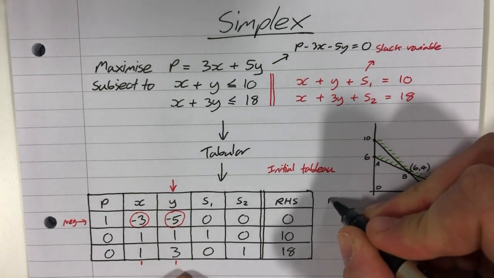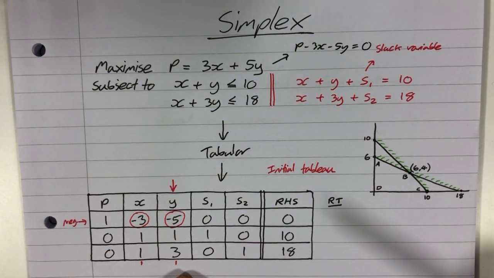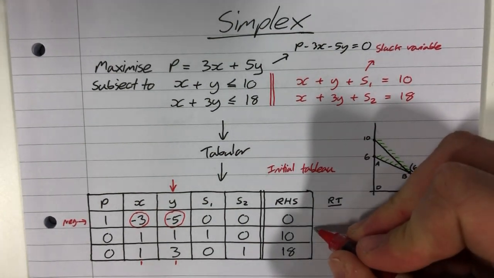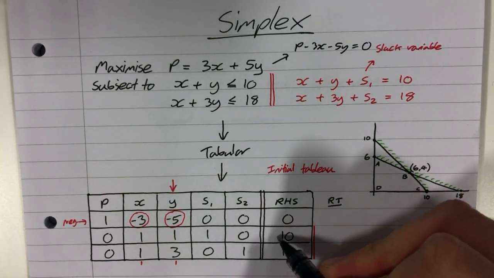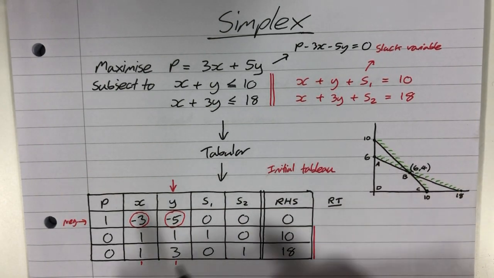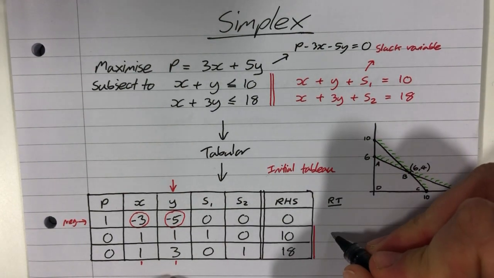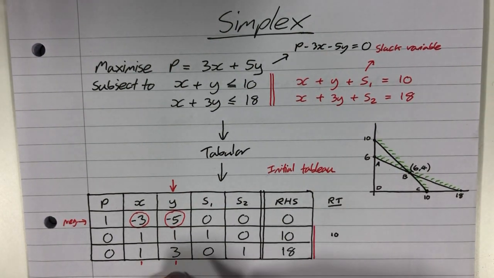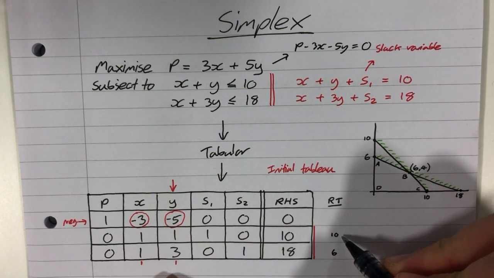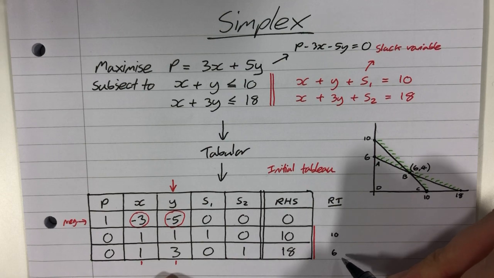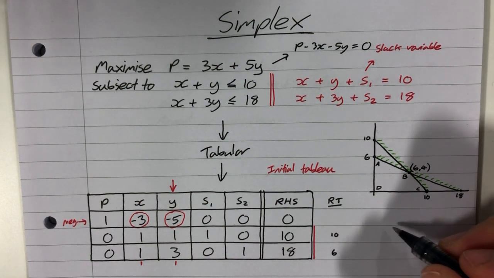We then conduct what's called a ratio test. Now, a ratio test is carried out on all the objective rows. So the objective rows are these 2. And what we do for the ratio test is we take the right-hand side and we divide it by the value in the pivot column that we've just established. So 10 divided by 1 in this case is 10, and 18 divided by 3 is 6. So in the y direction, we can either move 10 or we can move 6. And from the ratio test, you choose the smallest positive.